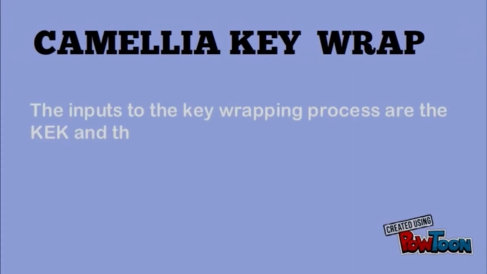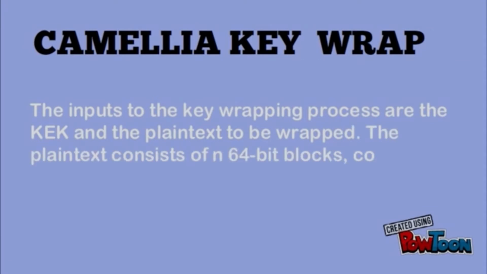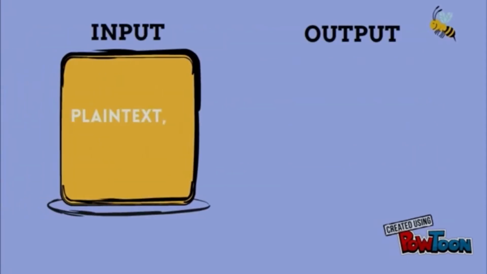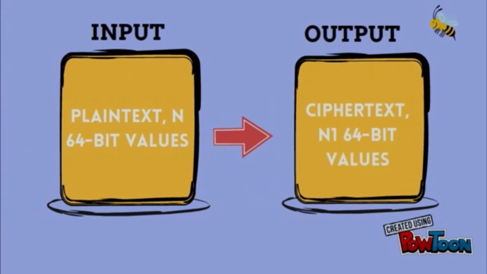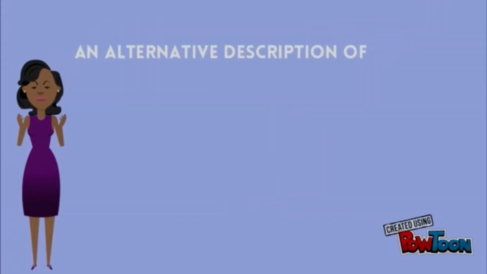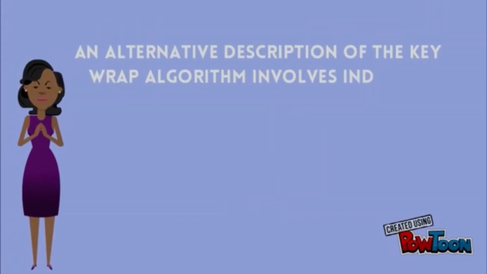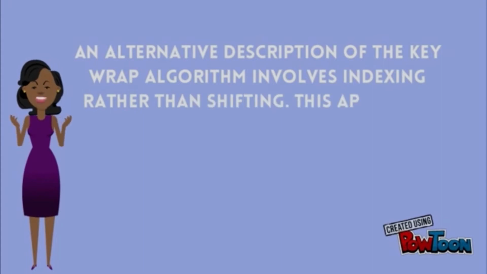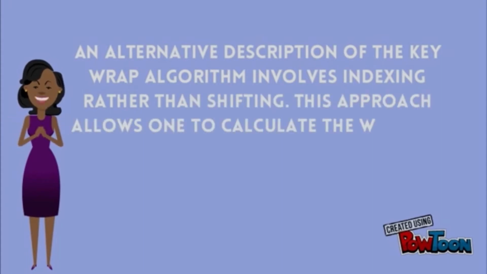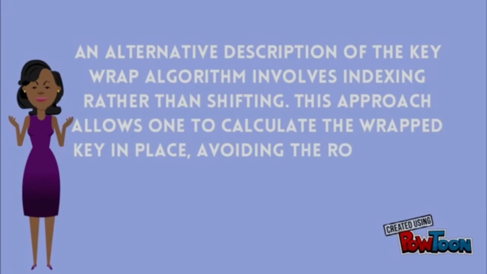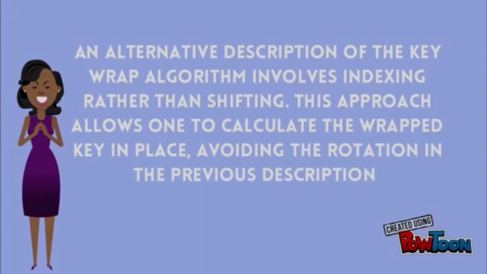For Camellia key wrap, the inputs to the wrapping process are the KEK and the plaintext to be wrapped. The plaintext consists of n 64-bit blocks containing the key data being wrapped. An alternative description of the key wrap algorithm involves indexing rather than shifting. This approach allows one to calculate the wrapped key in place, avoiding the rotation in the previous description.